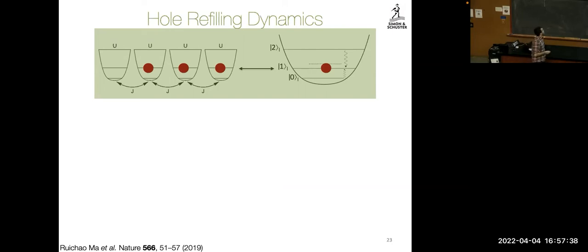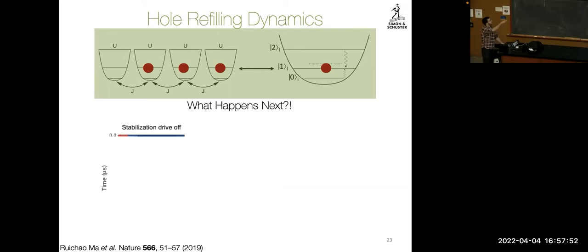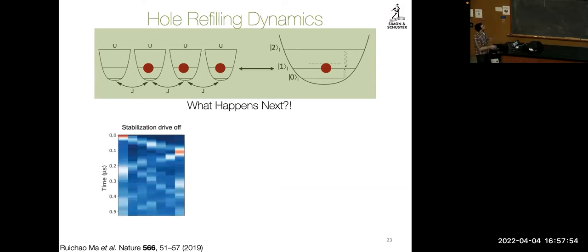Okay, so what we do is we let the system fill up and then we take out one particle with a pi pulse, get rid of one of the photons. And then we ask, how does that hole refill over time? Well, if I just watch the dynamics of the system without this refilling object, that hole runs back and forth like a quantum random walk.